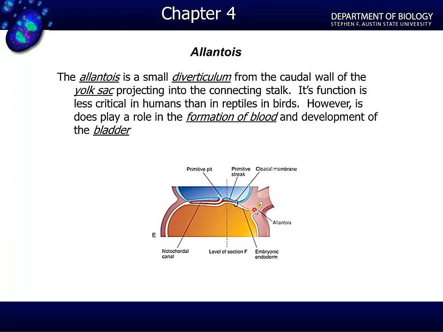And it's going to be this allantois that is important for the formation of some blood and the development of portions of our bladder. Now, in the birds, in reptiles, it has a much greater function and significance in development. But this will contribute to portions of our urinary system as we go through development. So since we can see that in this illustration, I wanted to make sure that we pointed that out.